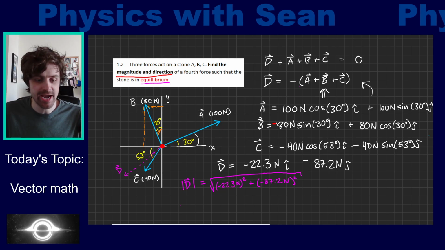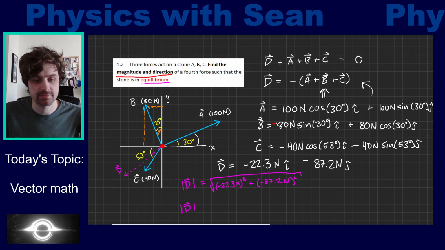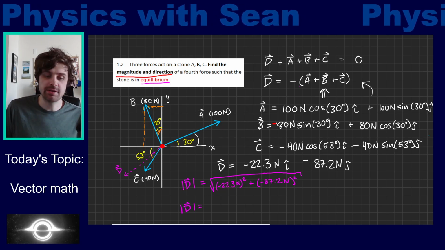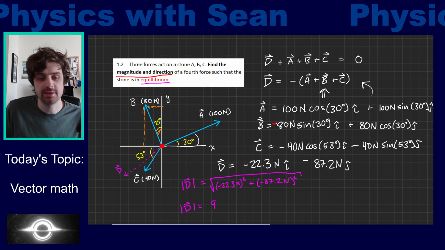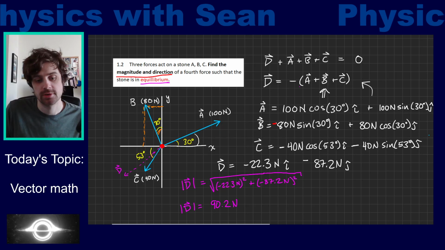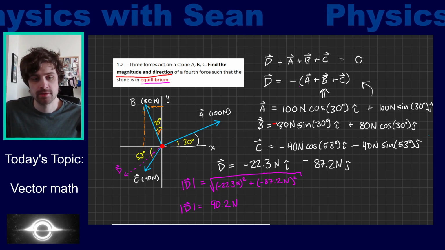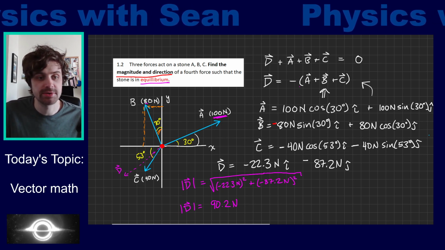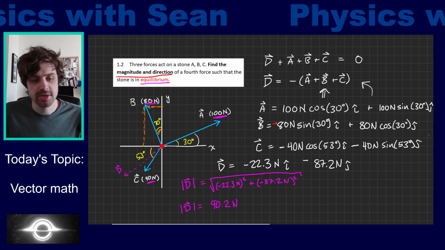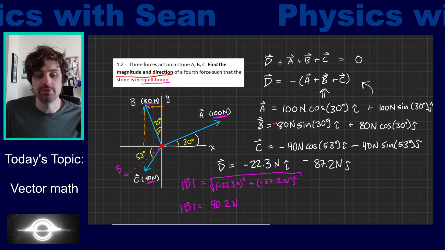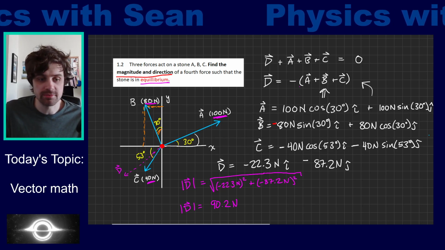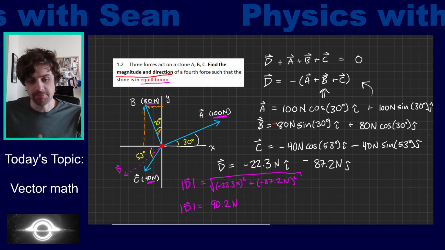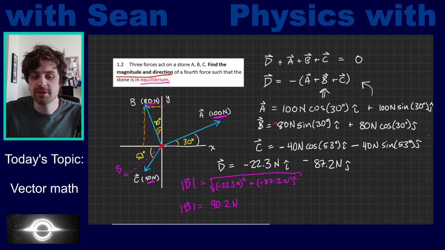And so here we get the magnitude of vector D is equal to, we plug that into our calculator, and it comes out to 90.2 newtons. So just like how vector A had a magnitude of 100 newtons and vector B was 80 newtons, vector C is 40 newtons, vector D is 90.2 newtons. A little bit stronger than force B, a little bit weaker than force A. But that's the first part of our answer there.